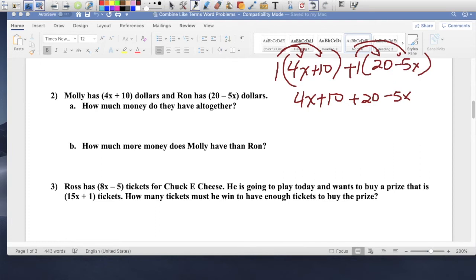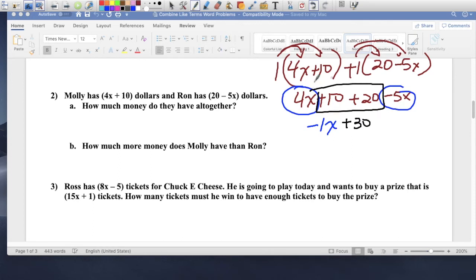We're going to add their money. We're going to combine like terms. Combine this guy with this guy. It's going to give me negative 1x, or negative x. And then 10 plus 20 is 30, right? These two combined. But then how much money do they have together? The expression would be this.